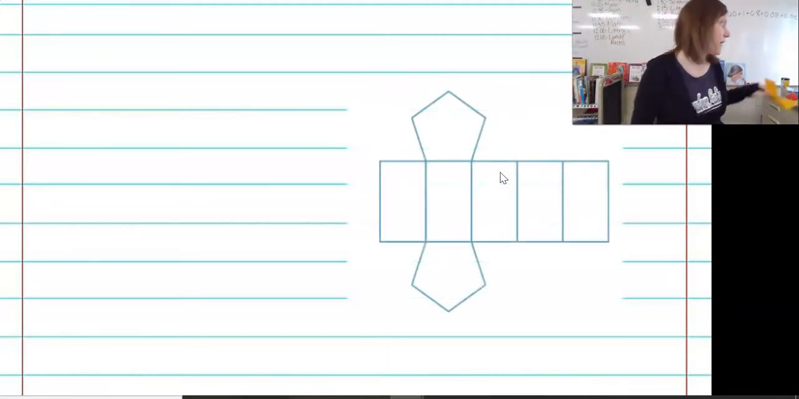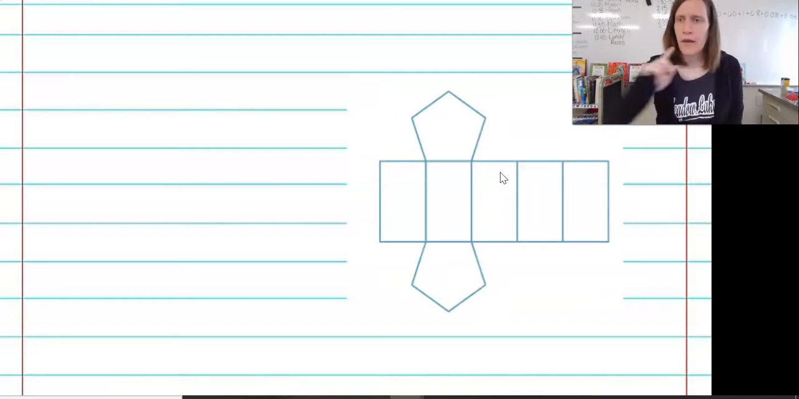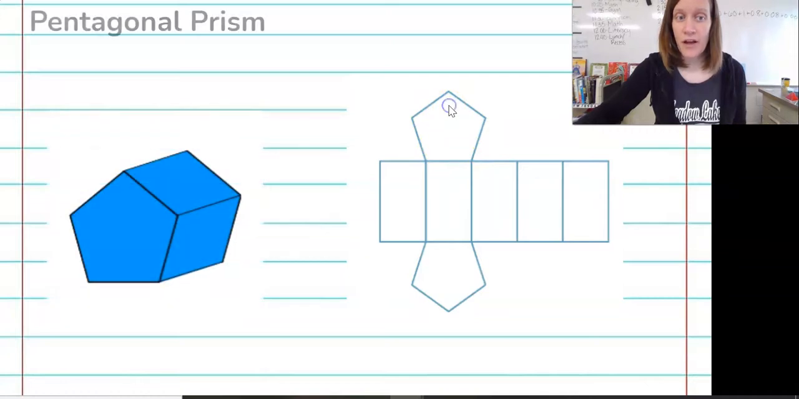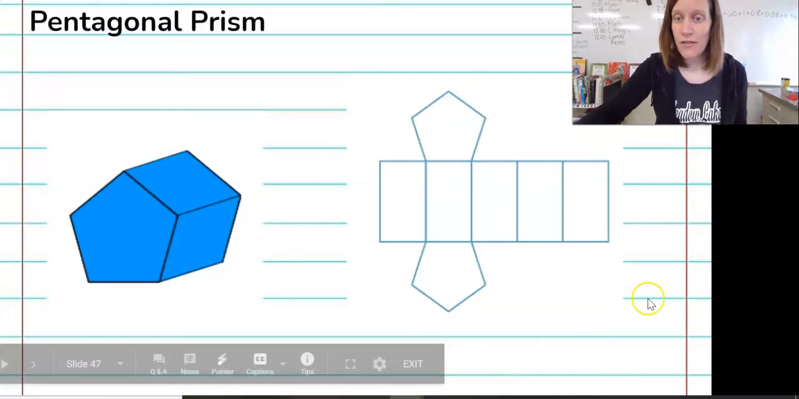And then I see this one and I might think, how many bases does it have? 2. And those bases are connected by rectangles. That tells me it is a prism because it's got 2 bases connected by rectangles. And then I look at the shape of the bases to tell me what kind of prism it is. Well, 1, 2, 3, 4, 5. So this is a pentagon. That means it's a pentagonal prism. And this is what the net looks like.